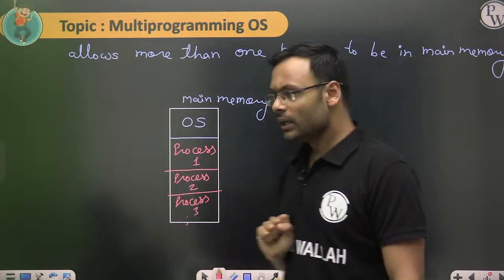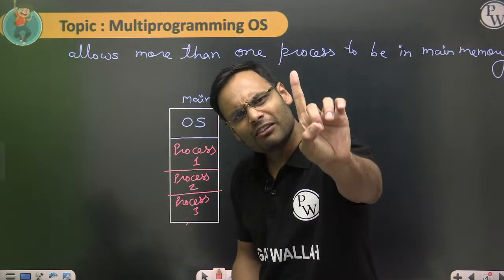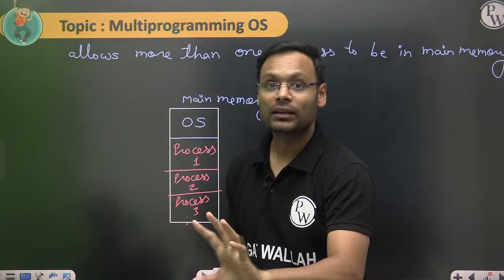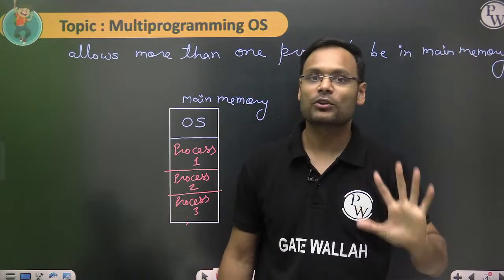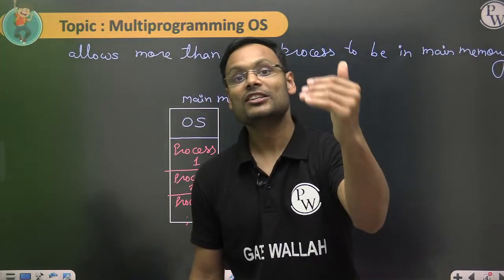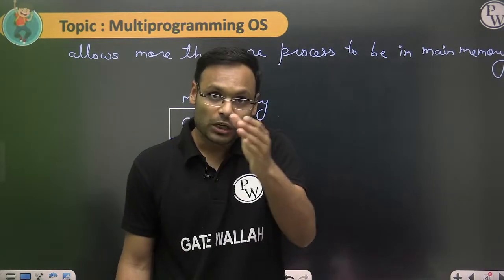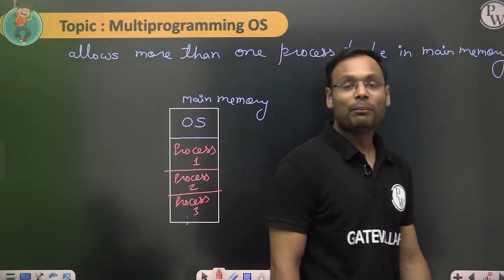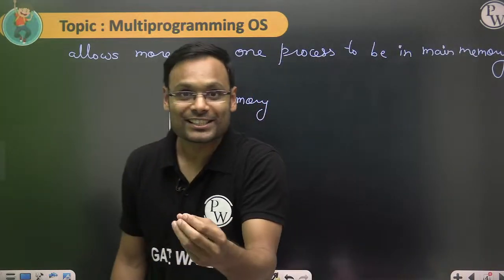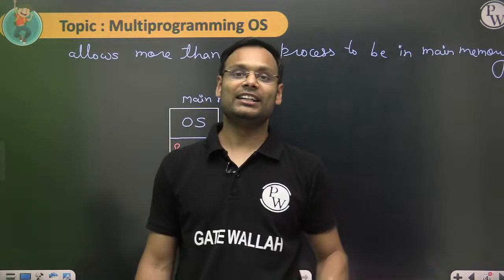Only one. So you kept so many processes in main memory, but you are executing only one at a time. For some time, I'll execute one process. After some time, I'll execute another process. After some time, another process. Like this, my CPU will execute processes one by one. For how much time a processor will run a process? That is what we will learn in detail in the CPU scheduling chapter.